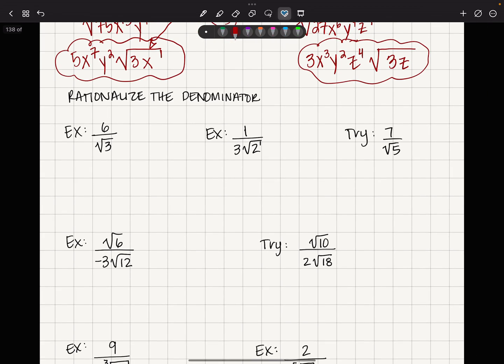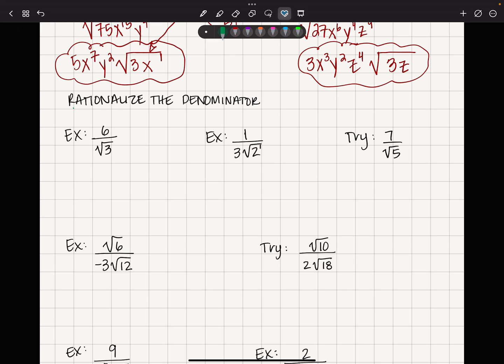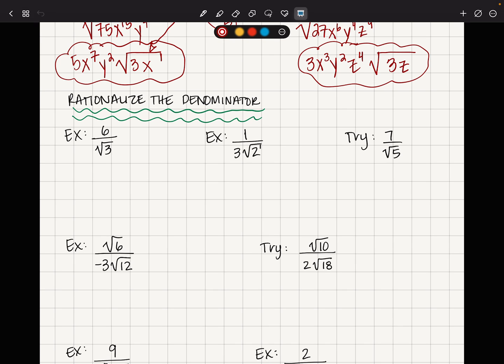Now, rationalizing the denominator is a big deal when we're working with algebra. So just knowing how to rationalize when we're talking with radicals is very, very important. So what I need to do is multiply this fraction by a factor of 1, because when I multiply anything by 1, it doesn't change its value. It just changes what it looks like.